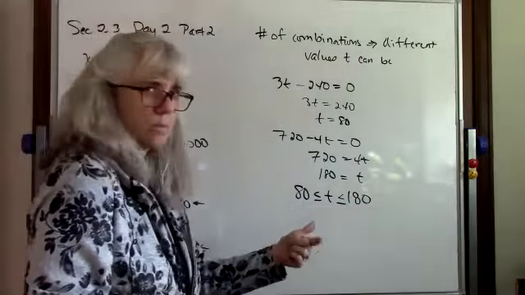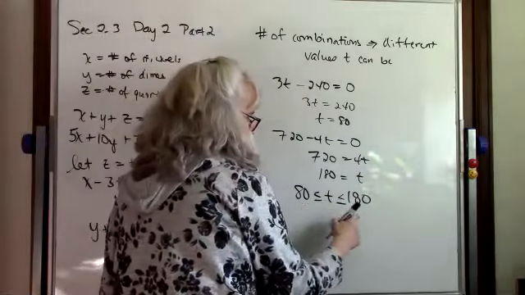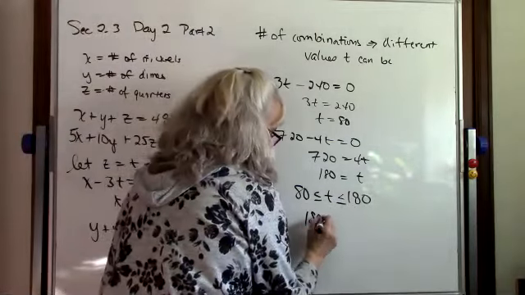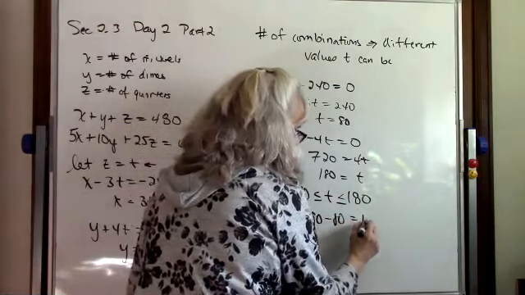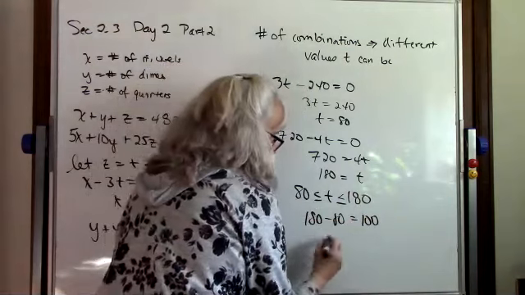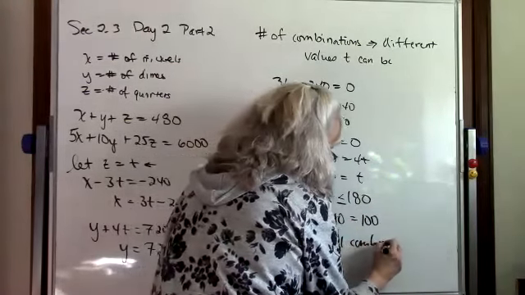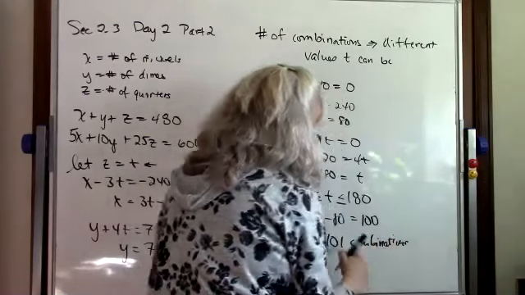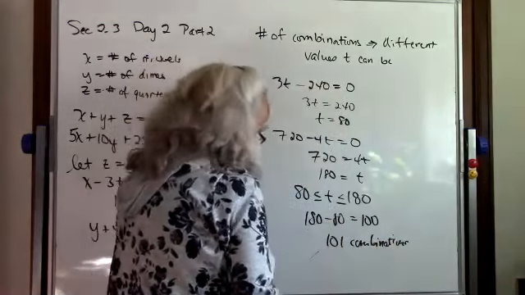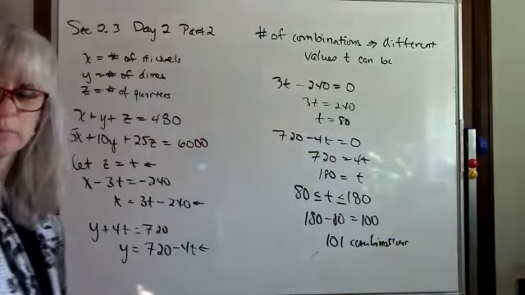Well, it could be 80, 81, 82, 83, 84, 85. So I'm going to subtract the two. 180 minus 80 is 100. But then don't forget that you can include the endpoint. So that's actually 101 combinations, because when I subtract them, I don't count the 80. So we end up with 101 different combinations in our piggy bank, which is quite a few.